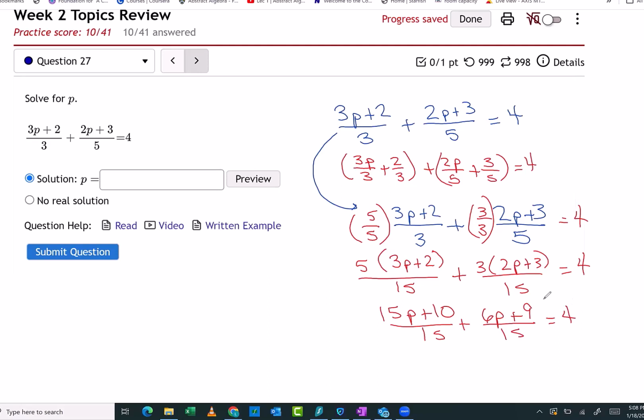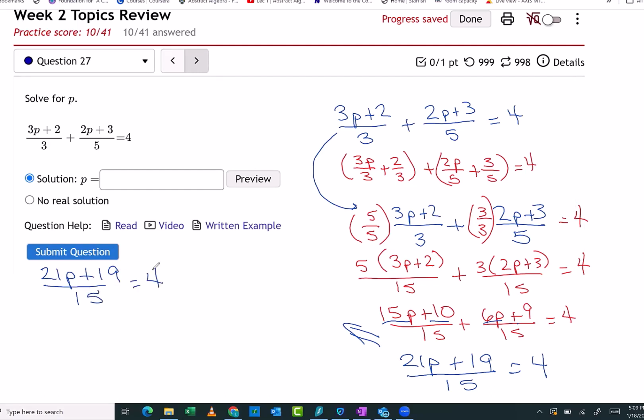And since I have a common denominator, I can add them all together. I can add 15p plus 6p, because they're like terms and they have a common denominator, which gives me 21p. And then I can add 10 and 9, which is 19, divided by 15 equals 4. 21p plus 19 divided by 15 is equal to 4.